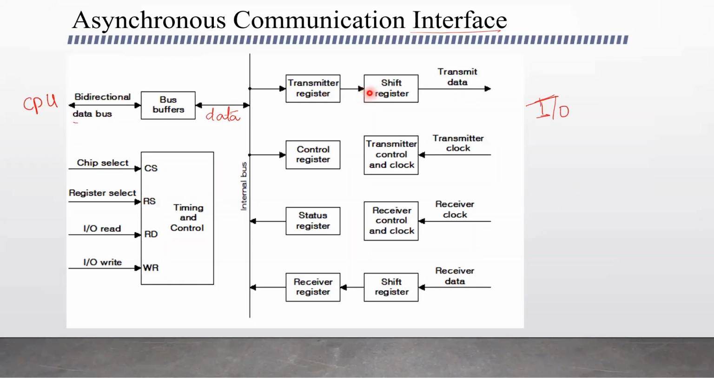So the shift register reads the data with the start bit as 0, the character bits, 8 bits of characters, and the specified number of stop bits. It may be a single stop bit or 2 stop bits. That is stored in the shift register, and then it is transmitted to the other unit. This way the transmission is done.